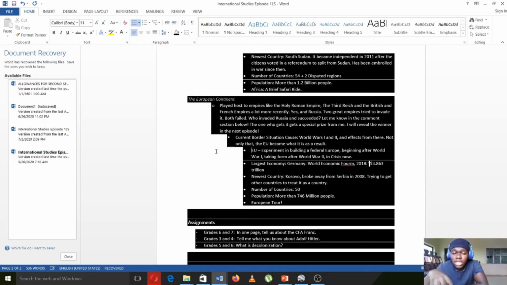So how is it that Europe is divided? The land in Europe is divided the way it is. Now the explanation is simple. World Wars 1 and 2 and the effects from there. Not only that, because of World Wars 1 and 2, today you have the EU. I'll get to the EU in a minute.